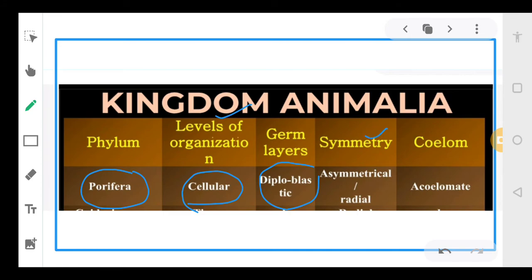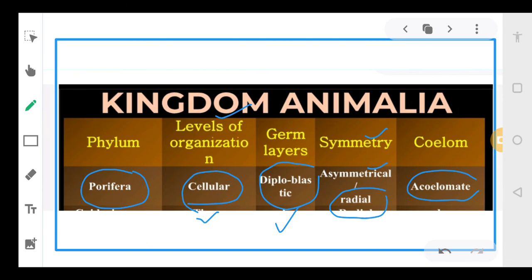Symmetry: either they are asymmetrical, where asymmetrical means they do not have any symmetry, or they have radial symmetry. If by chance any symmetry is present, it is radial symmetry, and they are acoelomate, meaning the coelom is absent in their body. So Porifera are organisms that have a cellular level of organization. They have two layers in the body wall. They are asymmetrical or have radial symmetry, and the coelom is also absent in their body. That is why they are considered acoelomates.